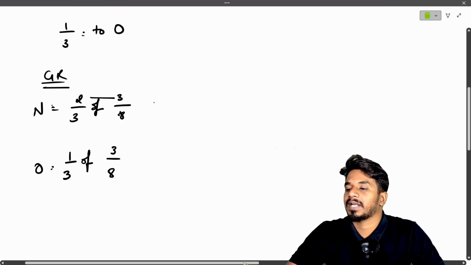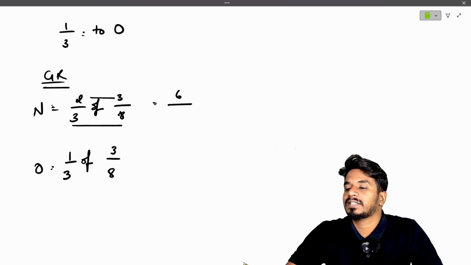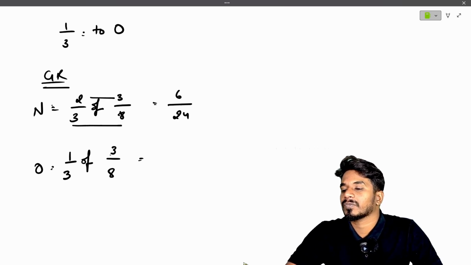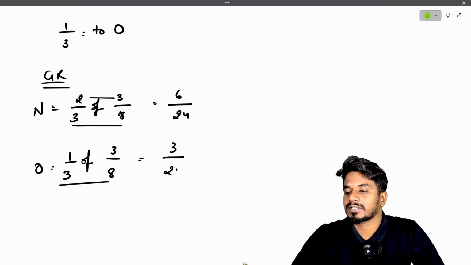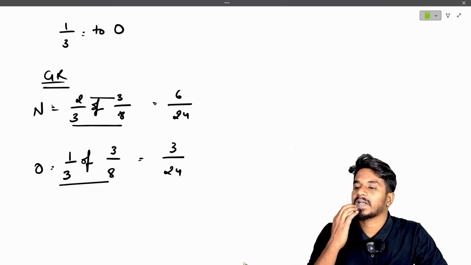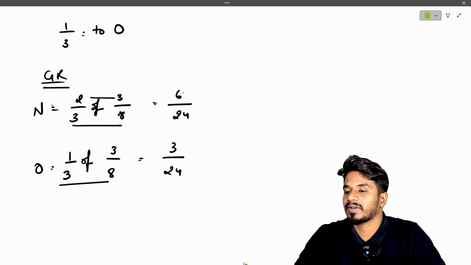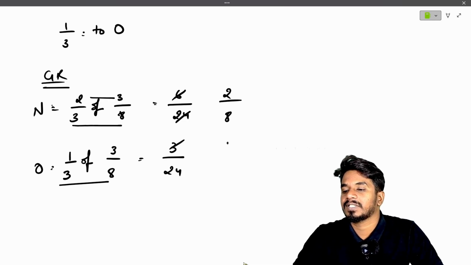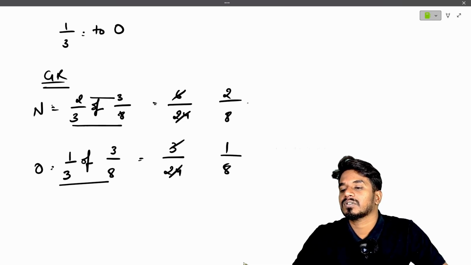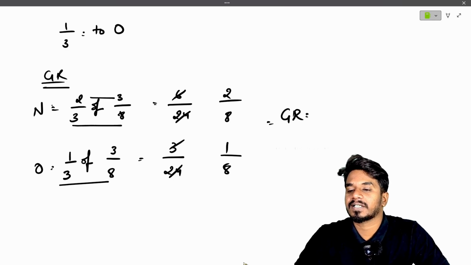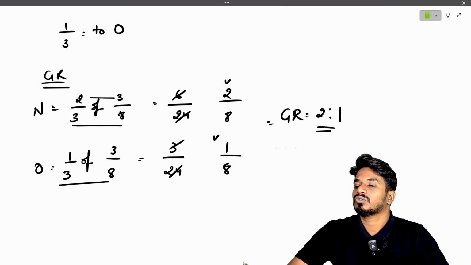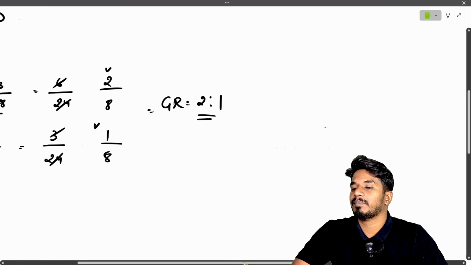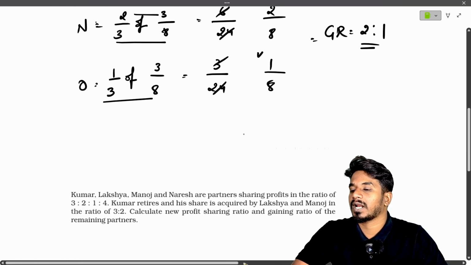So directly multiply. 2 into 3 it is 6, 3 into 8 it is 24. 1 into 3 it is 3 and 3 into 8 it is 24. So we can simplify more. 3 twos are 6, 3 eights are 24, 3 ones are 3, 3 eights are 24. So we got gain ratio as 2 is to 1. Now let us find out NPSR. I hope you are understanding.